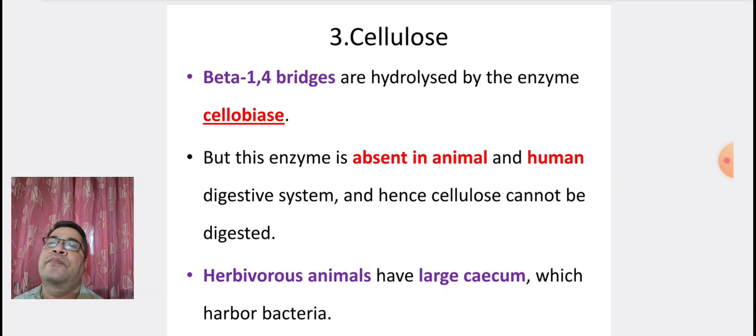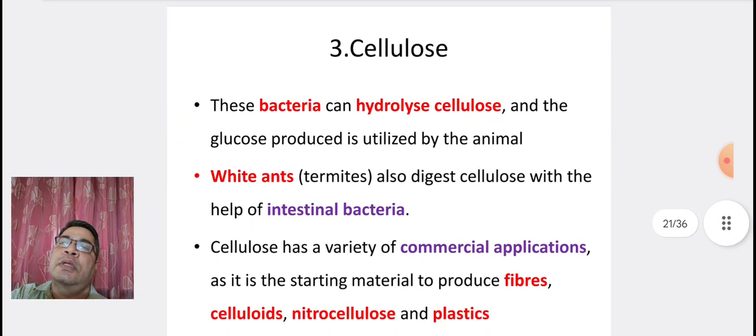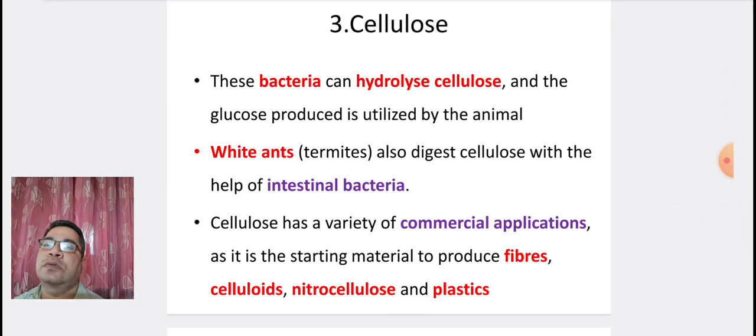Beta-1,4 bridges are hydrolyzed by the enzyme cellulase, but this enzyme is absent in the animal and human digestive system, and hence cellulose cannot be absorbed in their system. Herbivorous animals have a large cecum which harbors bacteria. These bacteria can hydrolyze cellulose, and the glucose produced is utilized by the animal. White ants, that is termites, also digest cellulose with the help of intestinal bacteria.